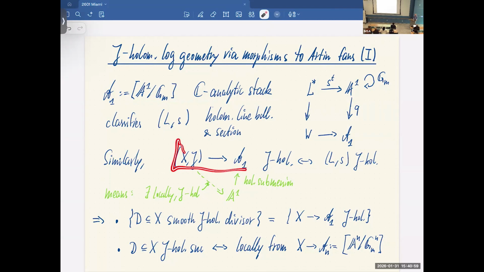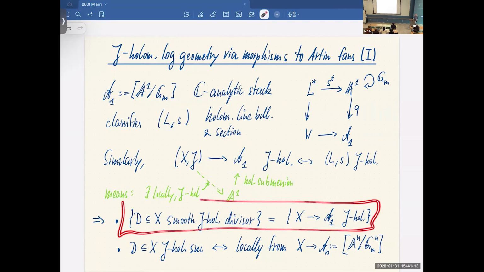This is the same thing as saying I have a morphism X_J to A1. But this language is useful in spelling out some things that are going to come. So that's what I just said, right? So a J-holomorphic divisor.